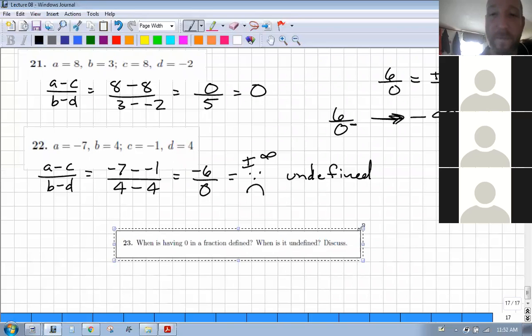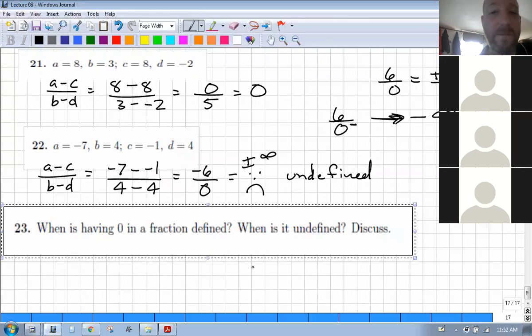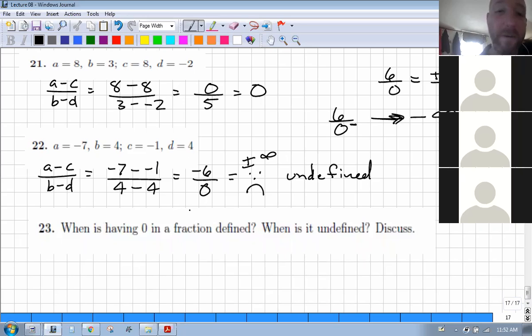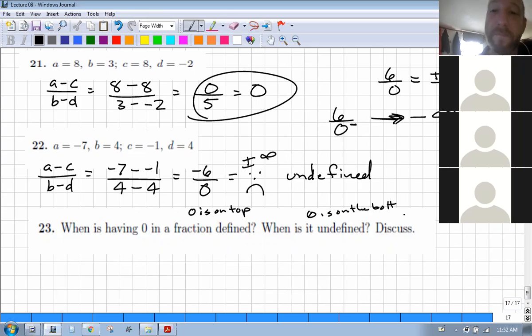23. When is having a 0 in a fraction defined? It's okay if 0 is on top, like this one. 5 goes into 0 exactly 0 times. It's undefined when 0 is on the bottom. 1 over 0 is both positive and negative infinity. All right, questions about that? No, sir. All right.